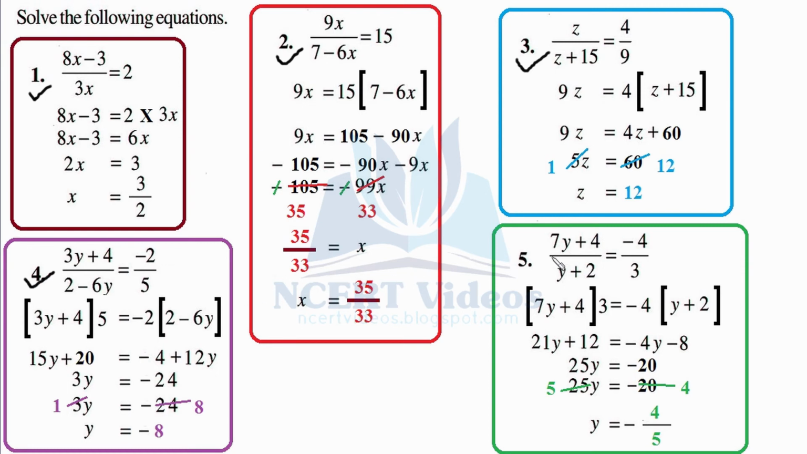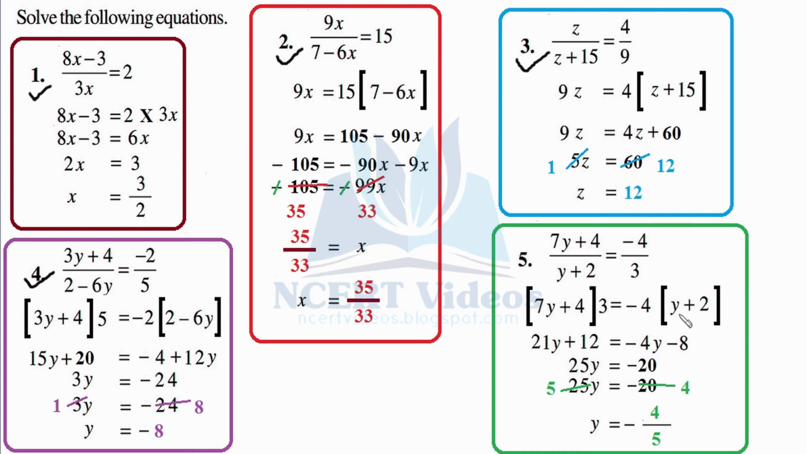Fifth question. 7y plus 4 over y plus 2 equals minus 4 over 3. Again, we will perform cross multiplication, writing the bigger number in brackets. So 7y plus 4 gets multiplied with this 3, equal to, as it is, minus 4 gets multiplied with this complete y plus 2, henceforth inside brackets.